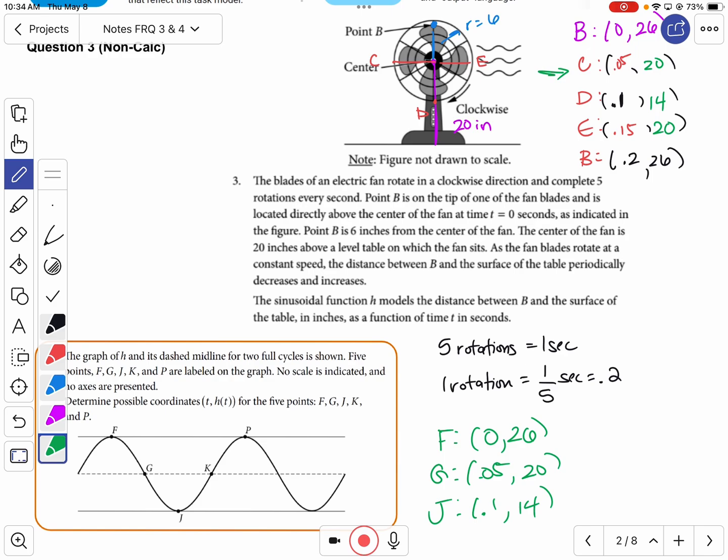So we had labeled these exactly like they appeared on the graph. So 0.15 and 20, and then P 0.2 and 26. Okay, so again, 2 points. You get 1 for every x and 1 for all the y's. All right, being correct. All right, so that's A.